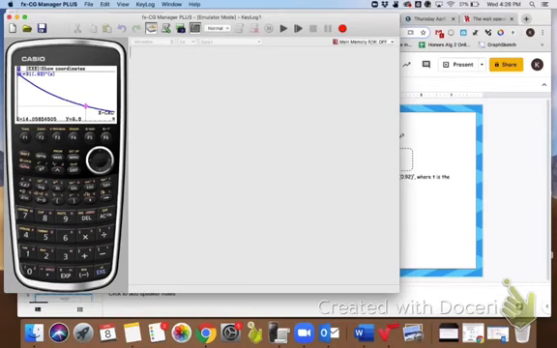Again, option 2, I can go to Y2. I can plug in 9.6. I can graph it. I can G-Solve and find the intersection. And I still get the same answer. I still get 14 years.